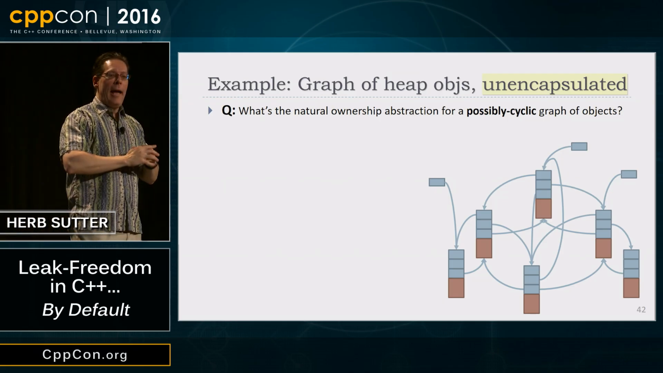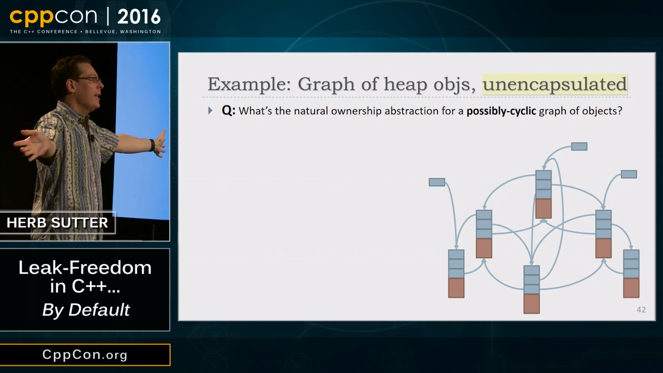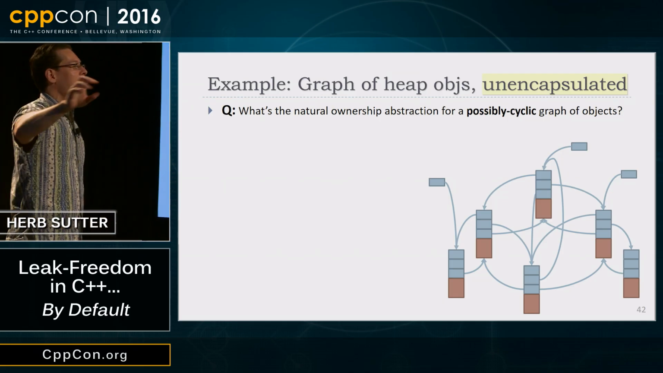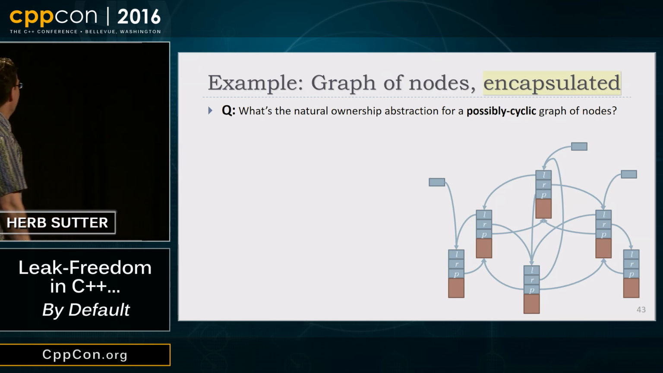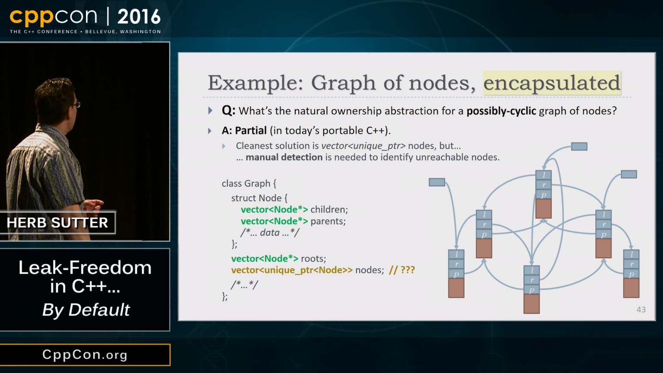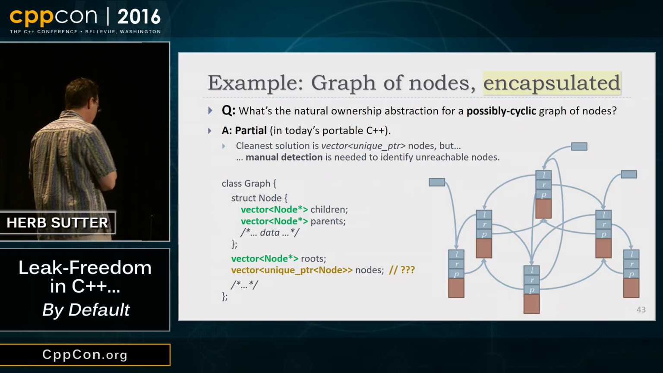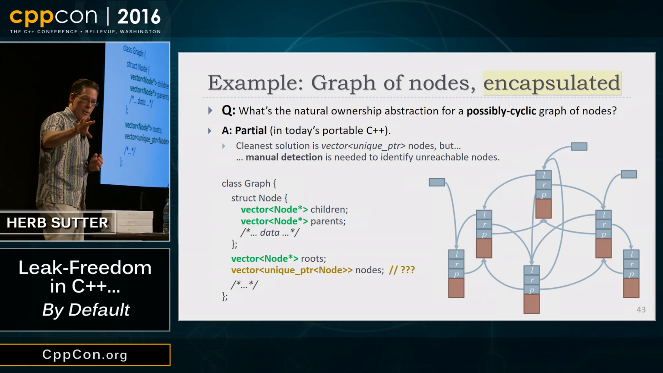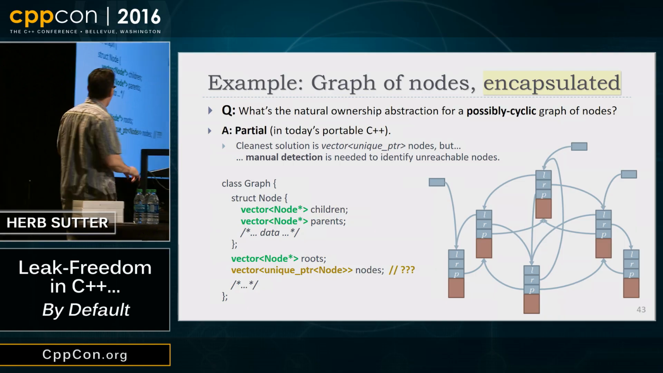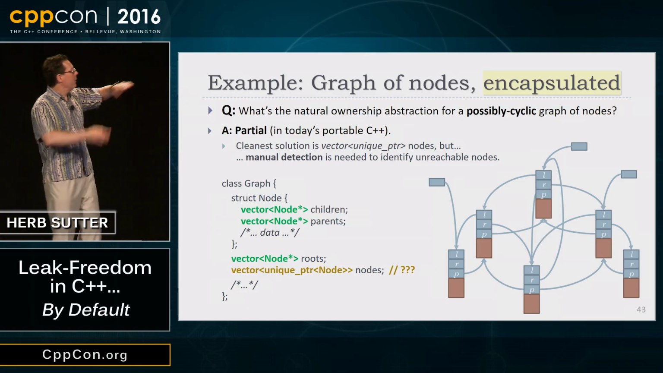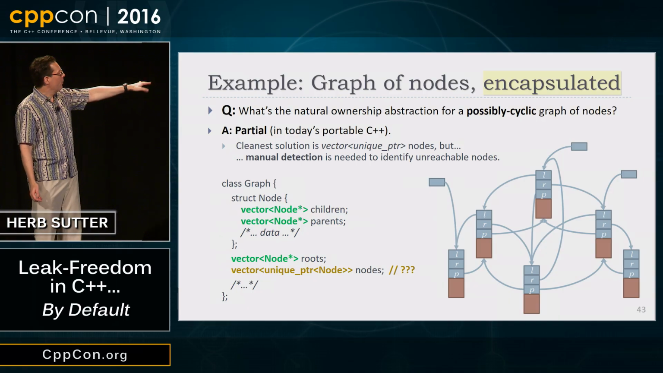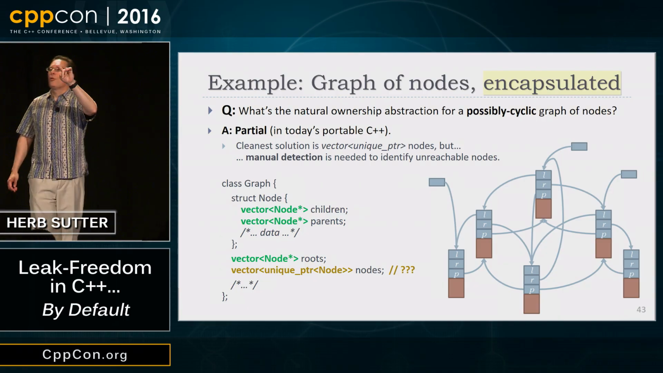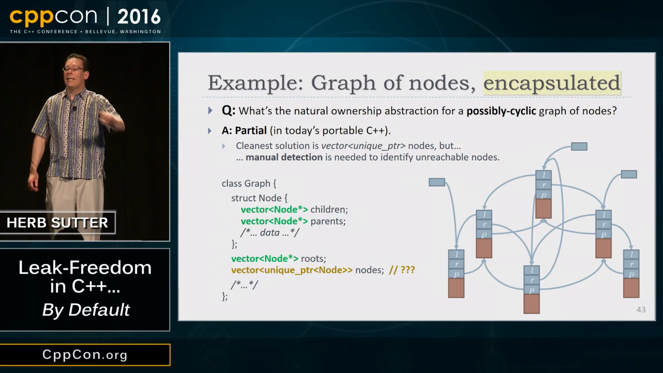Interesting. At first, it was crickets. And then one voice said, a vector. Yes. So whether it's unencapsulated or encapsulated, we can get a partial answer by simply having, in this case, let's say that all the nodes are internal to a graph. The graph at the bottom owns all the nodes directly. The nodes do not own each other.